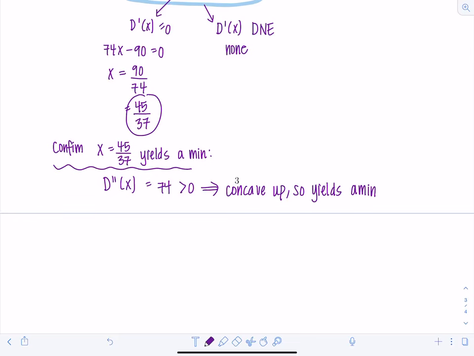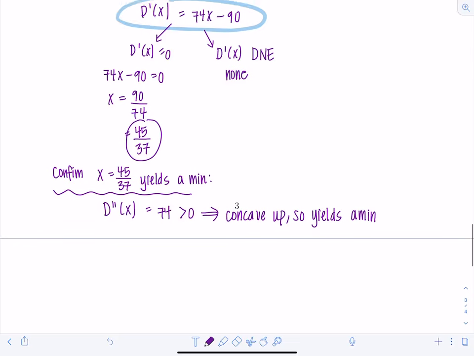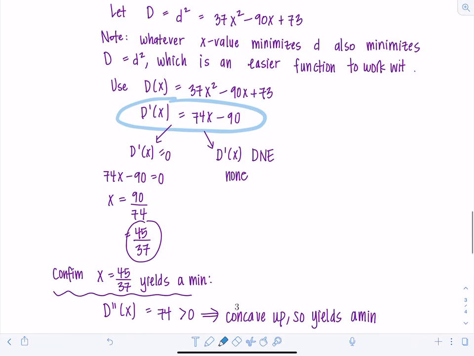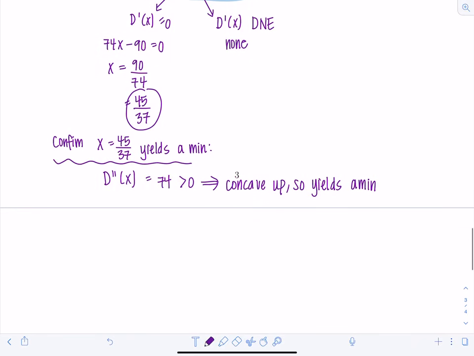All right, that's great. Now, did we answer the problem? Let's go back and check. The problem asked us to find the point on the line. Well, so far I just have the x coordinate. I don't have the y coordinate. Where do I get the y coordinate from? The equation of the line. Since this point lies on the line, the y coordinate is going to come from just substituting in 45 over 37 for x. So here we go. y is going to be equal to -6 times 45 over 37 plus 9, which is 63 over 37.